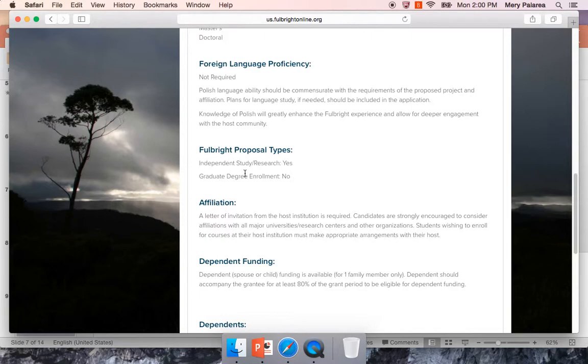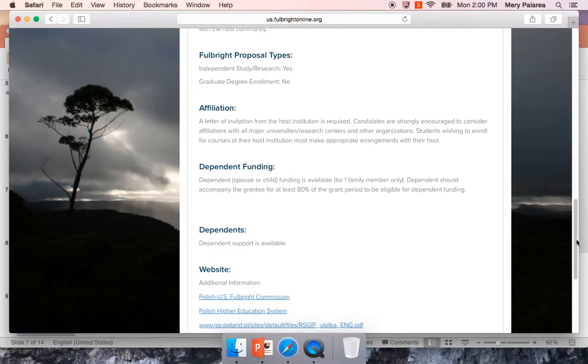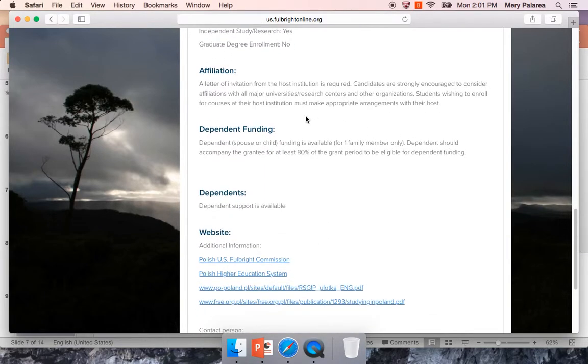So they are accepting independent research projects, but they're not accepting applications for graduate degree enrollment at this time. I am assuming that you would be able to do some sort of hybrid, take a few classes at a local university and do a research project. For the affiliation, it says a letter of invitation from the host institution is required. This would be at the time of application. So you're strongly encouraged to consider affiliations with major universities, research centers, and other organizations.